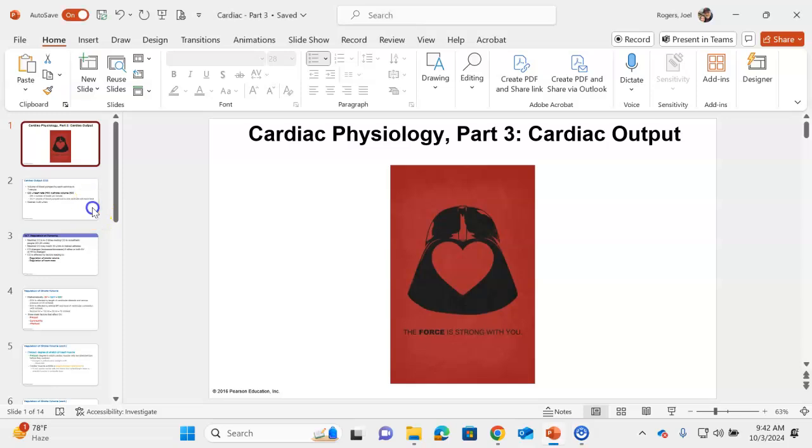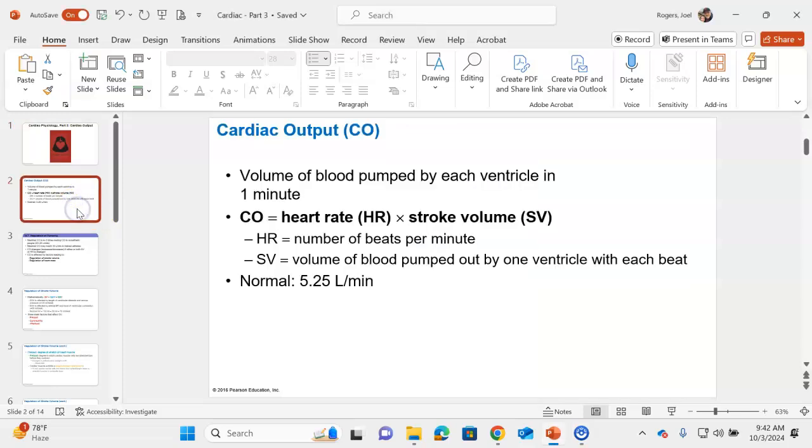So anyway, cardiac output. Cardiac output is a very important term that, in equation form, is CO equals HR times SV. Now, what exactly is this? It's the volume of blood pumped out by the ventricles in 1 minute. So we've got a time factor here in heart rate and a volume factor here with stroke volume.